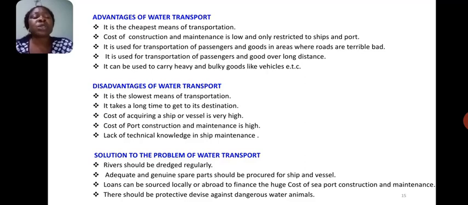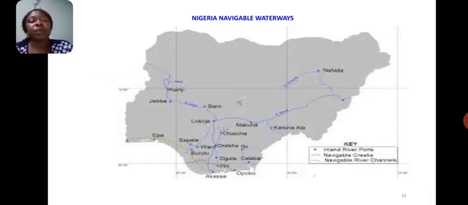Now we are looking at the solutions to the problems of water transport. The major solution is that the rivers should be dredged regularly. Adequate and genuine spare parts should be procured for ship and vessel. Loans can be sourced locally or abroad to finance the huge cost of seaport construction and maintenance. There should be protective devices against dangerous water animals.